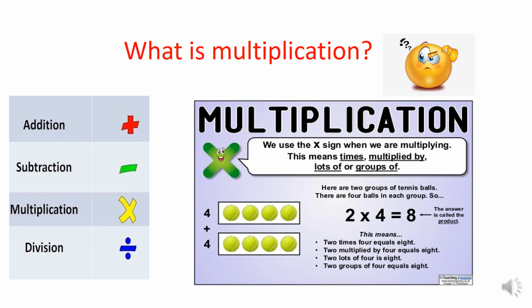So let's remind ourselves, what is multiplication? Multiplication is one of our 4 operations. Can you remember our 4 operations? They're addition, subtraction, multiplication, and division. When we multiply, we use the time sign. It looks like an X. This means times, multiplied, lots of, or groups of.